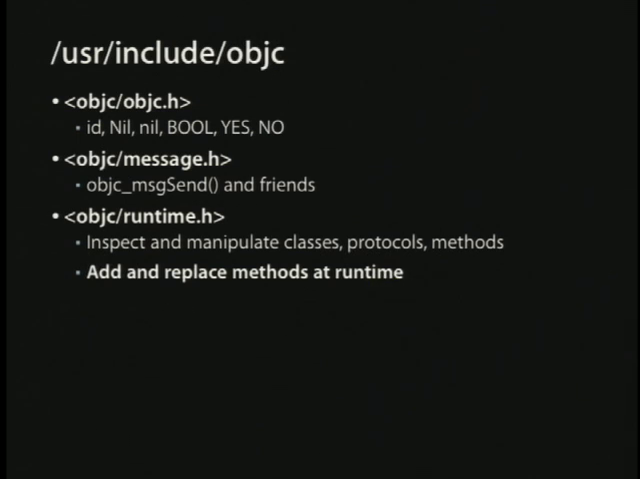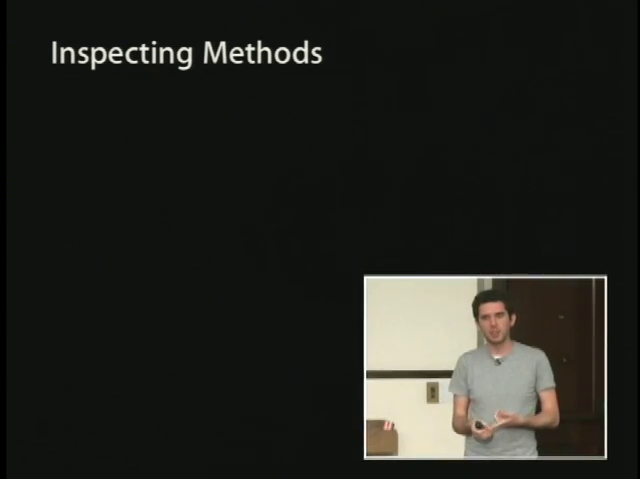Objc runtime.h is probably the most interesting of all these in terms of crazy things you can do to the runtime. It basically lets you inspect and manipulate all sorts of different aspects of classes and protocols and methods. It can even let you do things like adding and replacing methods on classes at runtime. So while your code is running, you can actually add a new method to a class that you hadn't even defined on that class when you built it. And actually, that's how categories on methods in objc work.